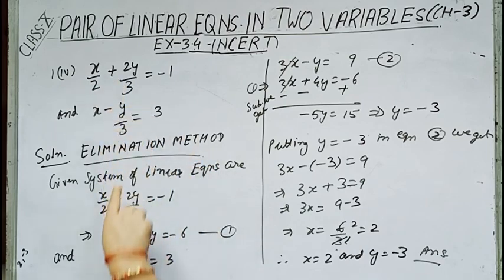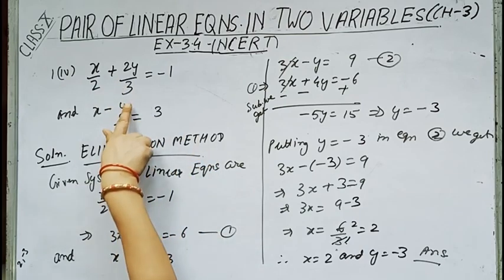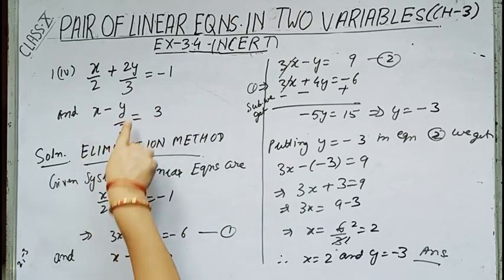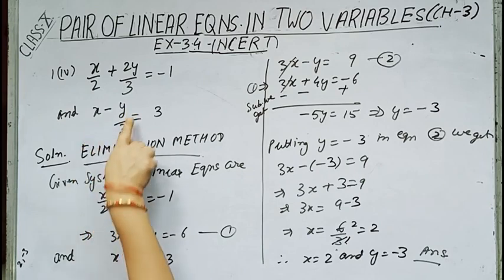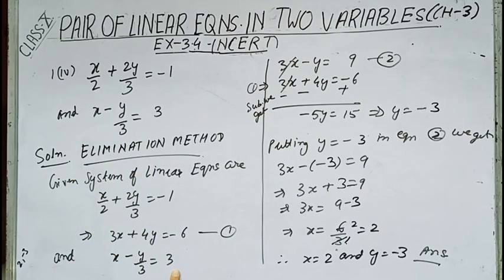The given system of linear equations are x by 2 plus 2y by 3 equals minus 1 and x minus y by 3 equals 3. So I have started. Now the LCM of 2 and 3 is 6. So over here 3x plus 4y, and this 6 brought to this side, so minus 6. Let us make it equation number 1. Again, the second equation is x minus y by 3 equals 3. Again take the LCM. LCM is 3. So 3x minus y equals 9.